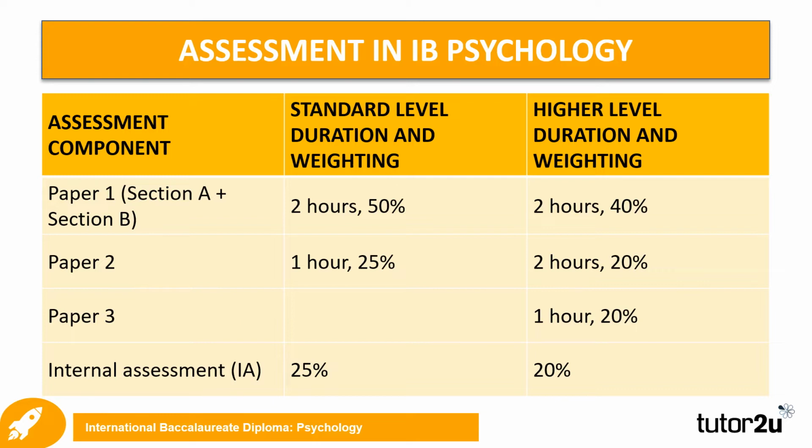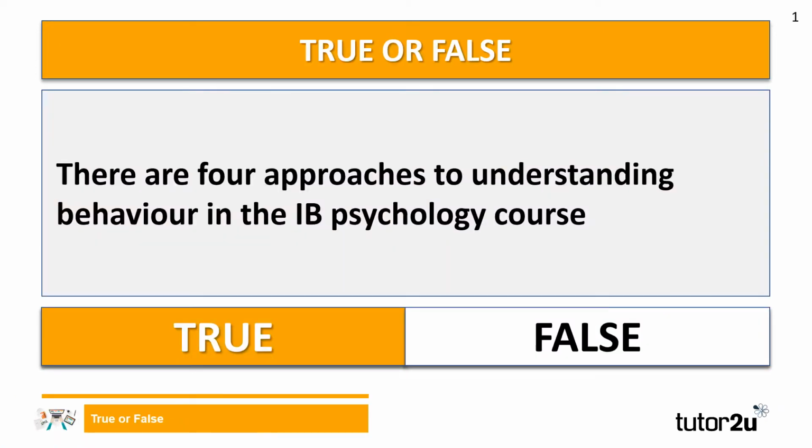For higher level students, Paper 1 is worth 40% of the grade. Papers 2 and 3 and internal assessment are worth 20% each. Before we discuss Paper 1 in more depth, please complete the following task, which is related to Paper 1 material. For each question, pause the video and continue watching after you give your answer.